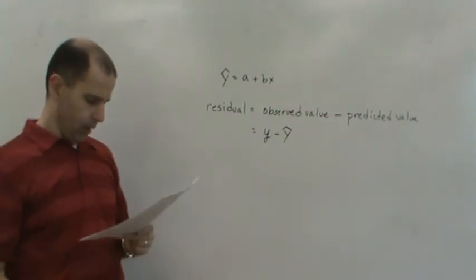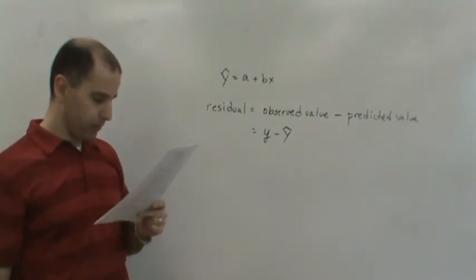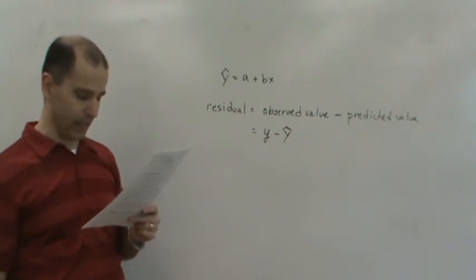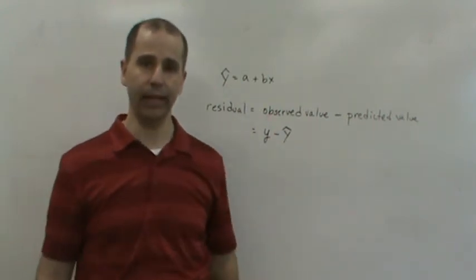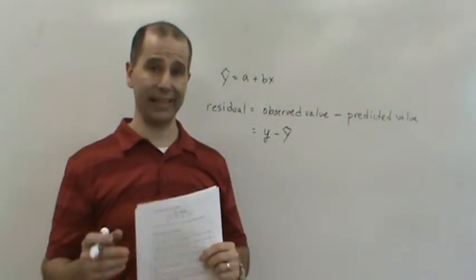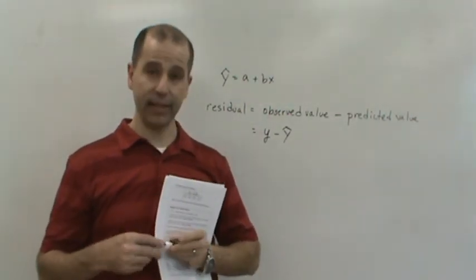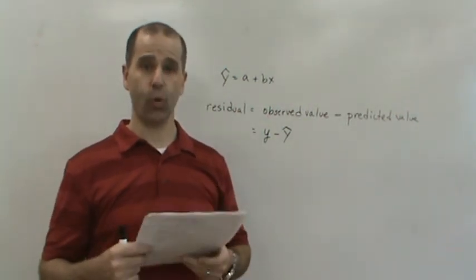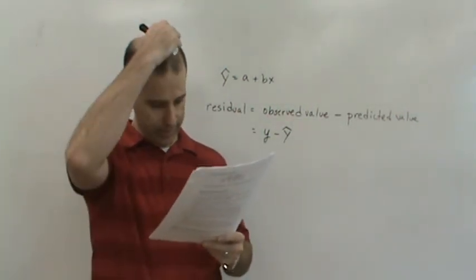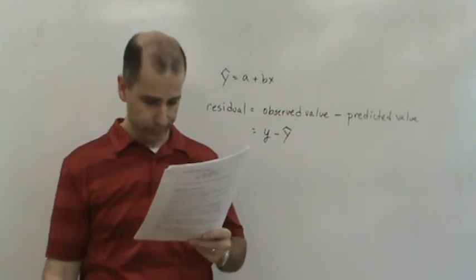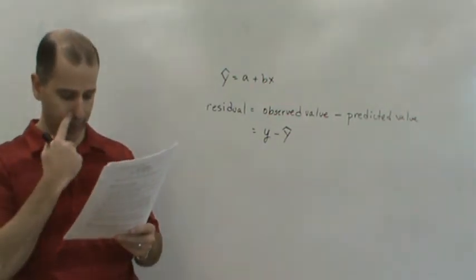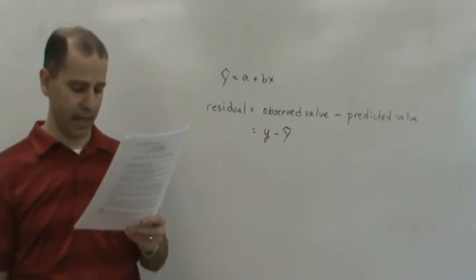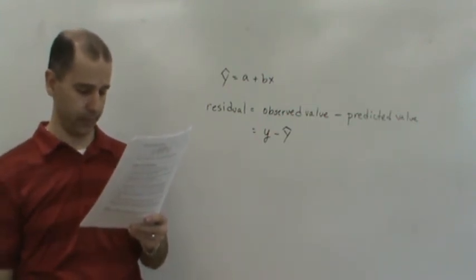Five, the data are produced from a well-designed random sample or randomized experiment. That's a given. We're assuming that the data is coming from a completely randomized design or study, or excuse me, experiment. So again, the data are produced from a well-designed random sample or randomized experiment.